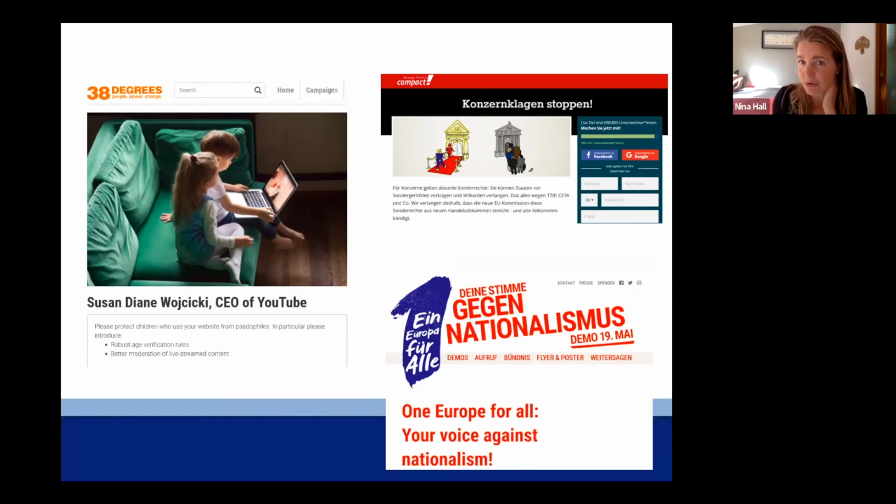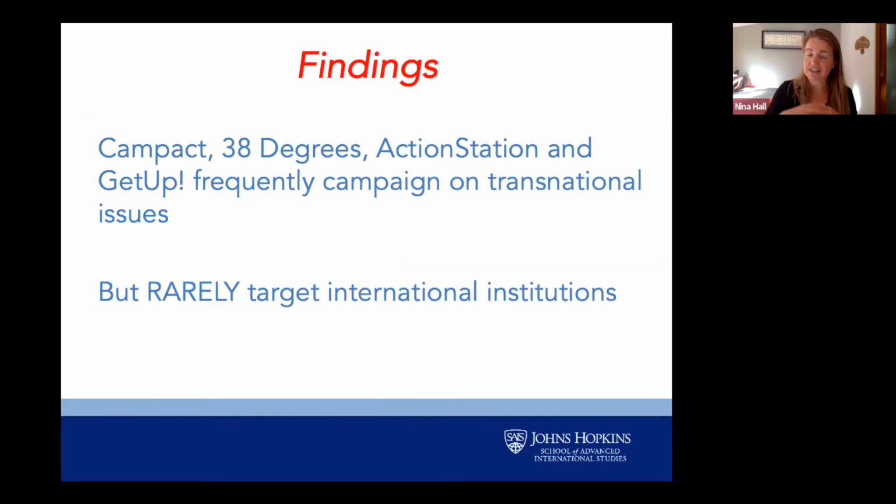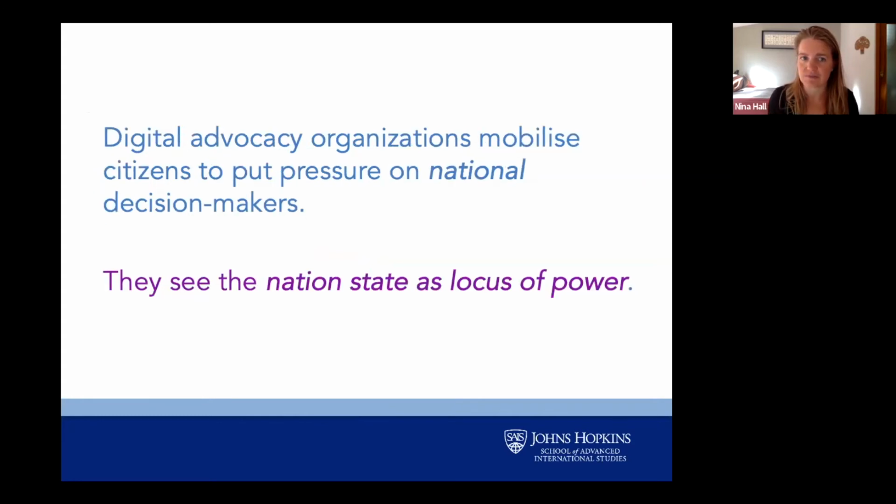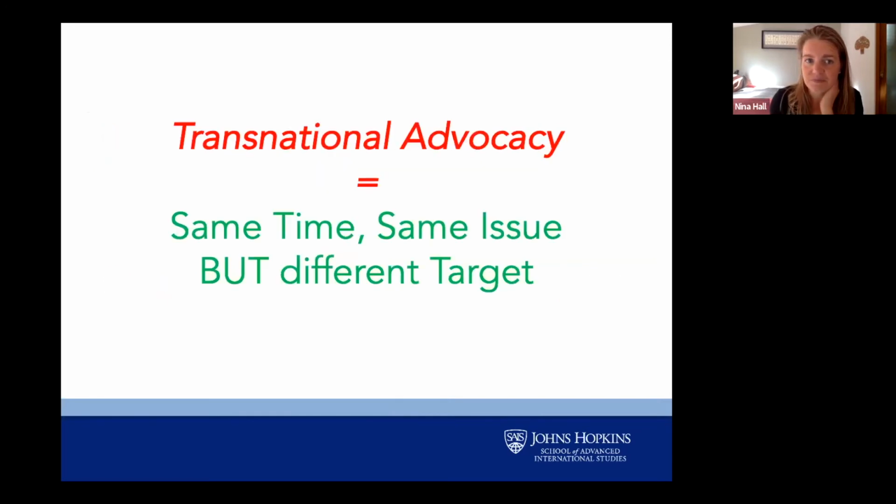But the big point here that I make is that these organizations are campaigning all the time on transnational issues, but they're rarely targeting an international institution. And this is because they see national decision makers as the locus of power. So the second main point of my presentation in my book is to say we do see new organizational forms, but interestingly, they continue to focus on what would be the traditional locus of power, which is the state.